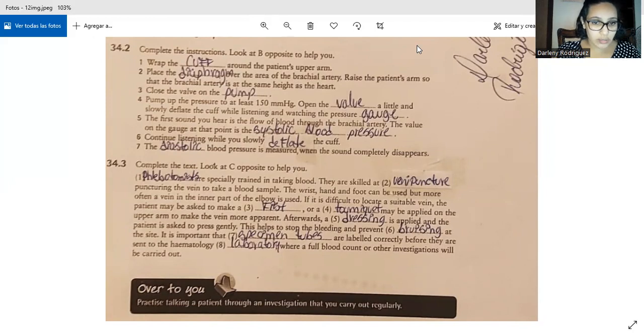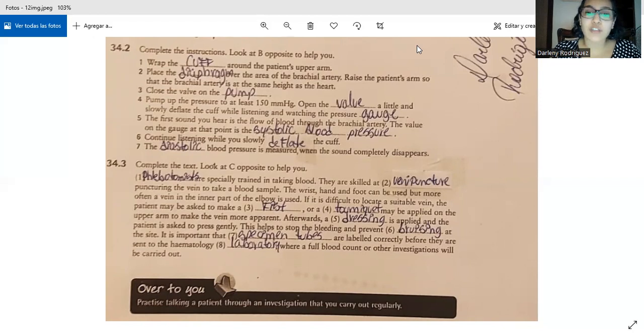Phlebotomists are specially trained in taking blood. They are skilled at venipuncture, puncturing the vein to take a blood sample. The wrist, hand, and foot can be used much less often. A vein in the inner part of the elbow is used. If it is difficult to locate a suitable vein, the patient may be asked to make a fist, or a tourniquet may be applied on the upper arm to make the vein more apparent.